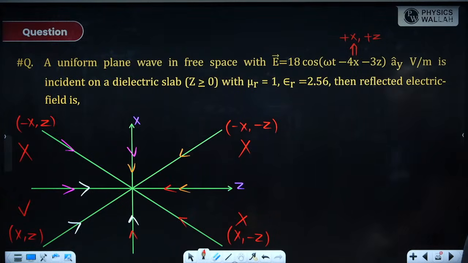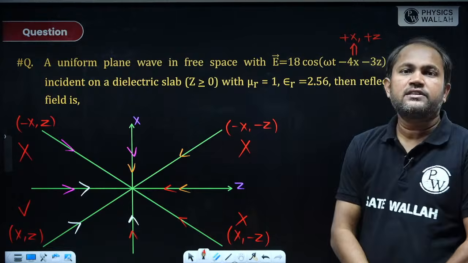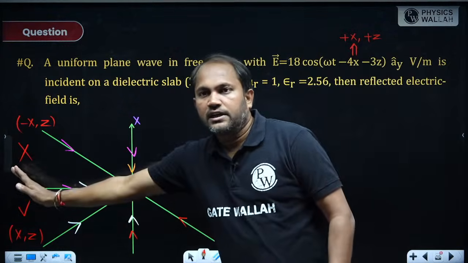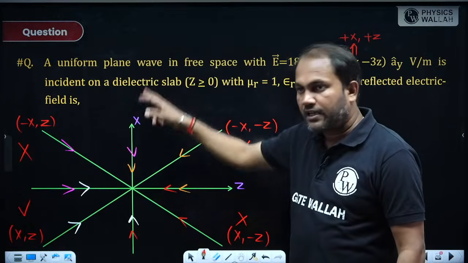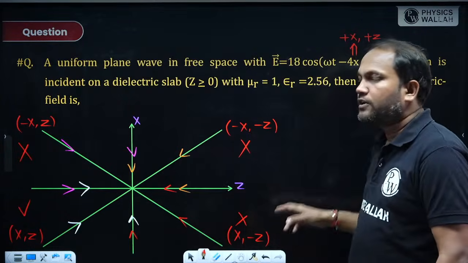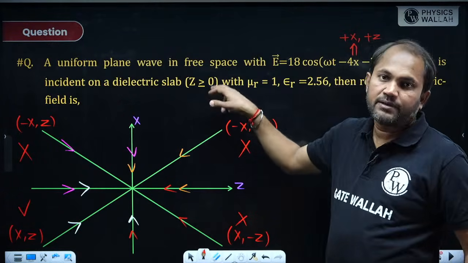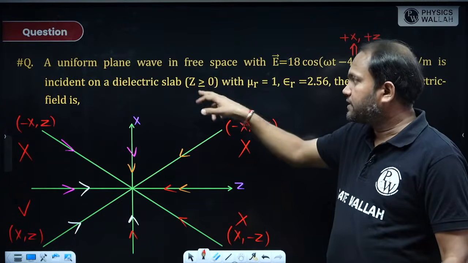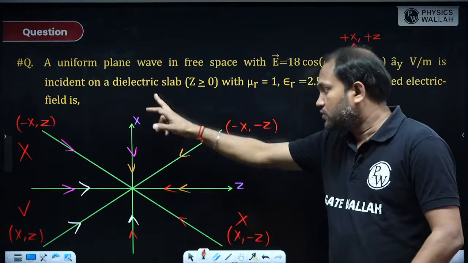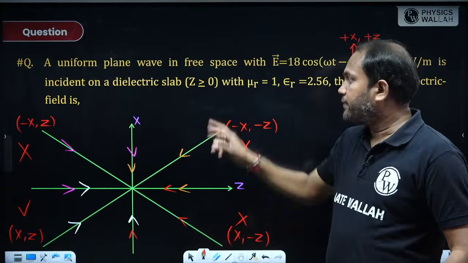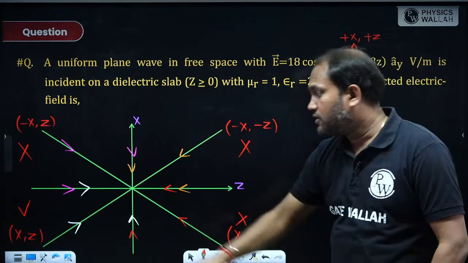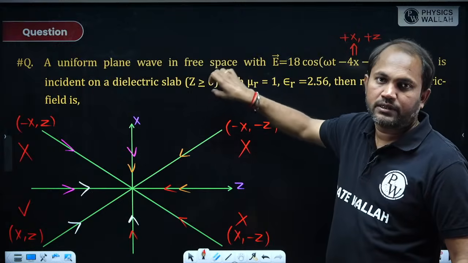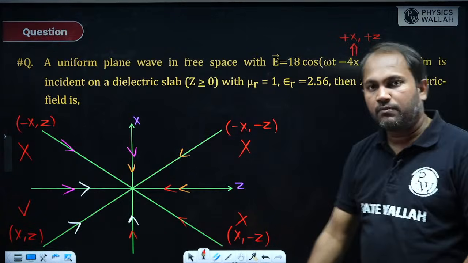Then we have a boundary, Z greater than or equal to 0, and Z less than or equal to 0. So this one is a boundary and this one is normal. If the boundary is given as Z greater than or equal to 0, the Z axis is normal. If it is given X greater than or equal to 0, the X axis will be normal. If it is given Y greater than or equal to 0, the Y axis will be normal. So the normal will be decided by the boundary.